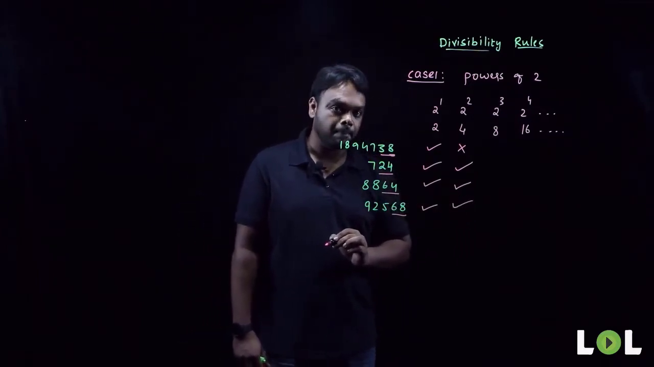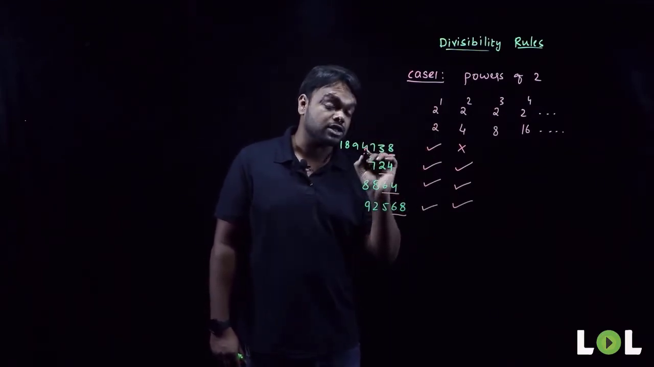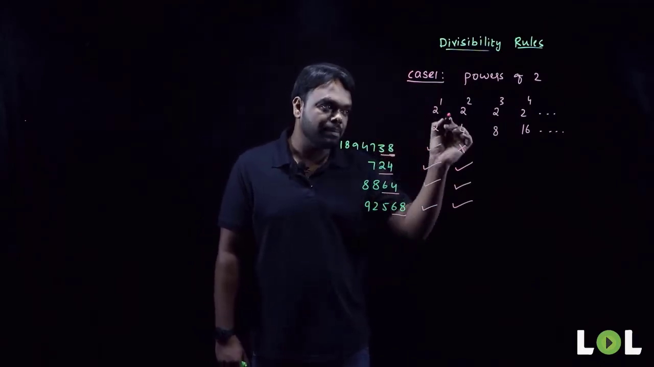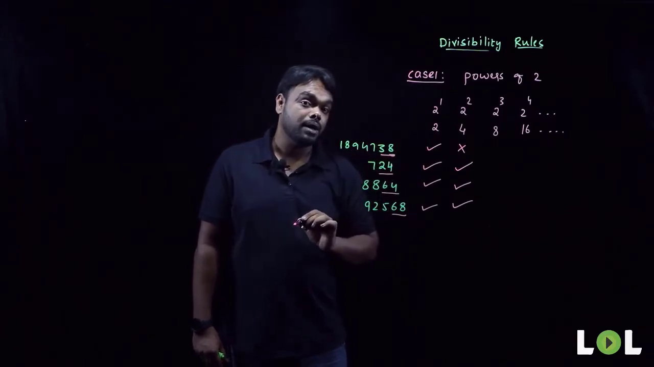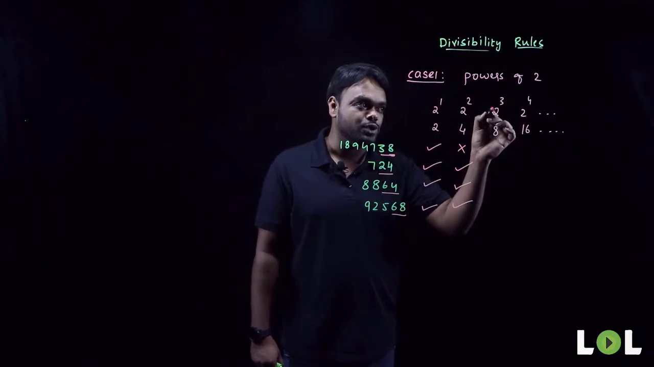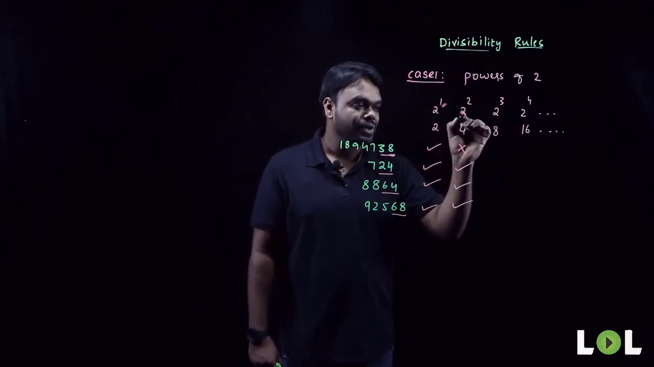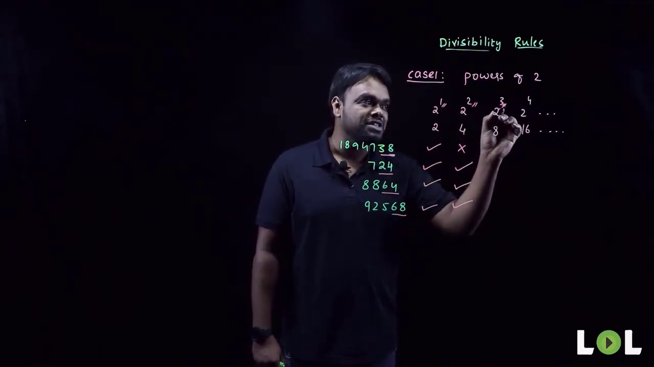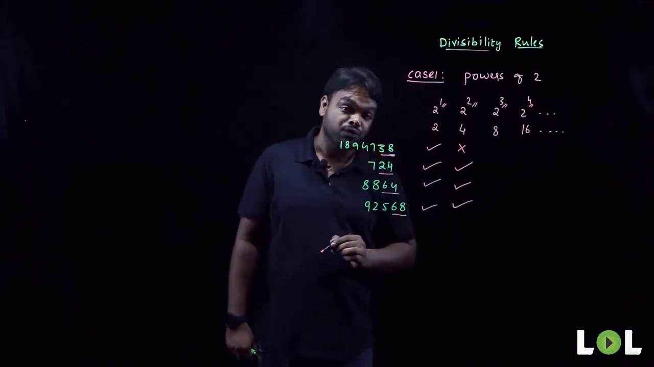So, what is happening? To check whether the given number is divisible by 2, we'll check only whether the last one digit is divisible by 2 or not. To check whether the number is divisible by 4 or not, we will check whether the last 2 digits of the number are divisible by 4 or not. Likewise, for 8, 8 is 2 cube. Look, here we are checking for 2 the last only one digit. For 2 square, we're checking the last 2 digits. For 2 cube, 8, we shall check the last 3 digits. For 2 power 4, 16, we'll check the last 4 digits.